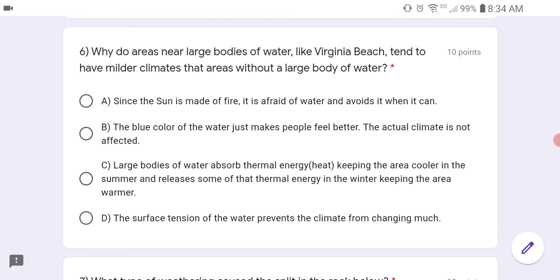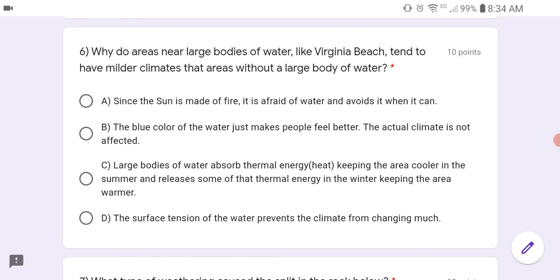Number 6. Why do areas near large bodies of water, like Virginia Beach, tend to have milder climates than areas without a large body of water? A. Since the sun is made of fire, it is afraid of water and avoids it when it can. B. The blue color of water just makes people feel better. The actual climate is not affected.